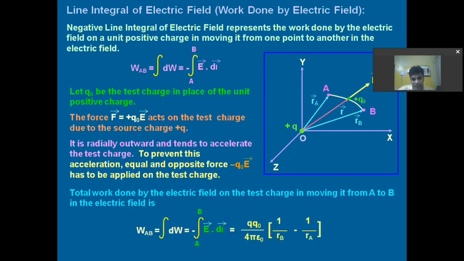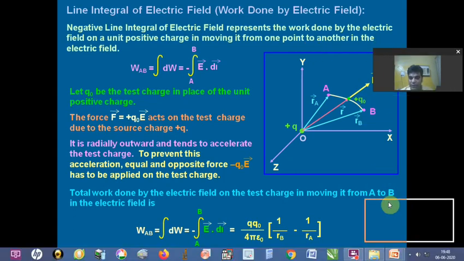The line integral of the electric field is defined by this expression: integral from point A to B of E vector dot dl vector. It is the total work done by the electric field on a unit positive charge in moving it from one point to another point in the presence of the electric field.